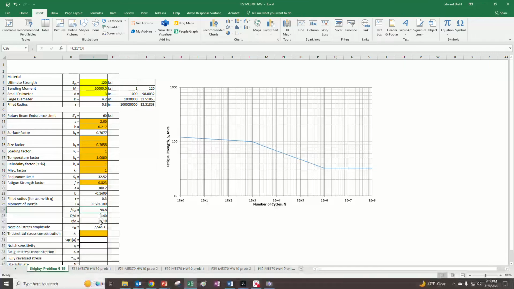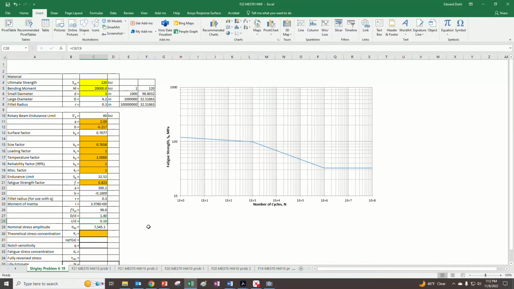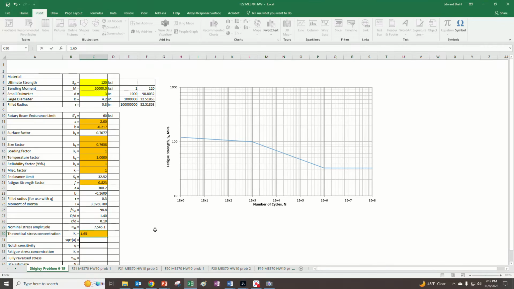It's a big number. Okay, so my Kt, I'm going to look up. I'm just going to go ahead and use a number that I had gotten, but this is one that is based on the ratios and how I read them. You know, this 1.4 and this 0.1. I think I showed that in the previous video, and I ended up getting 1.65.